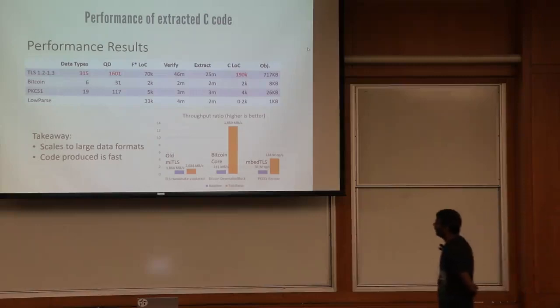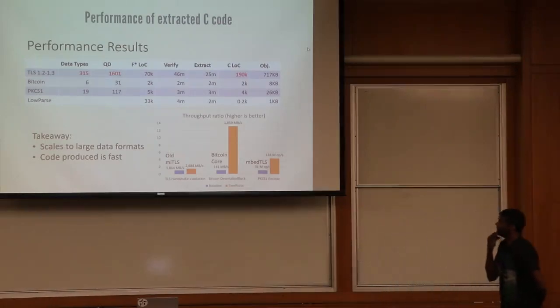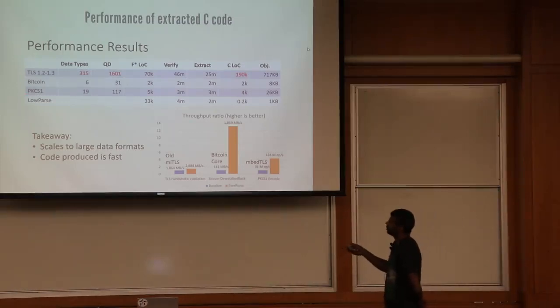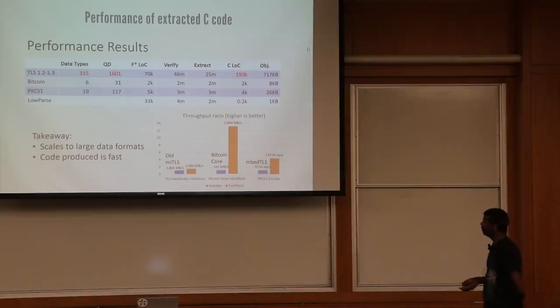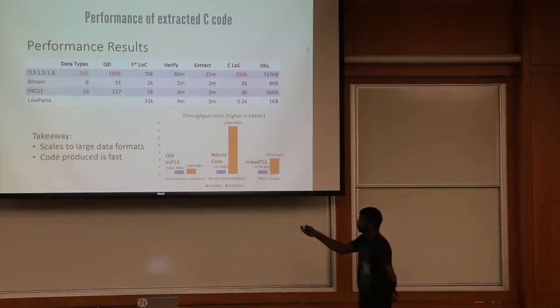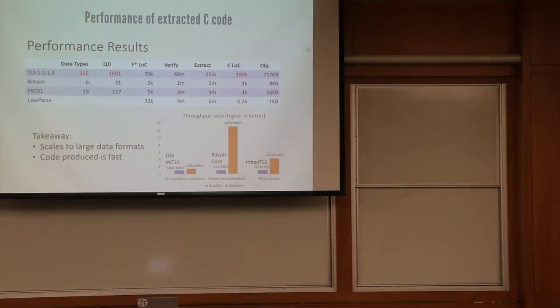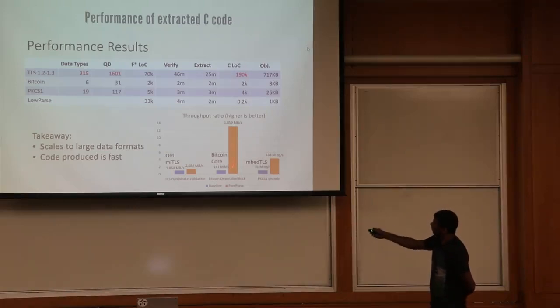So here are some performance numbers. Higher is better. These are some benchmarks that we ran on parsing TLS messages, Bitcoin transactions, and PKCS1, which is a certificate format. The blue number in the middle is 141 megabytes per second. That's the C++ SDK for Bitcoin, parsing Bitcoin transactions. With EverParse, we can generate those parsers, and it can be about 13 times faster. Okay?